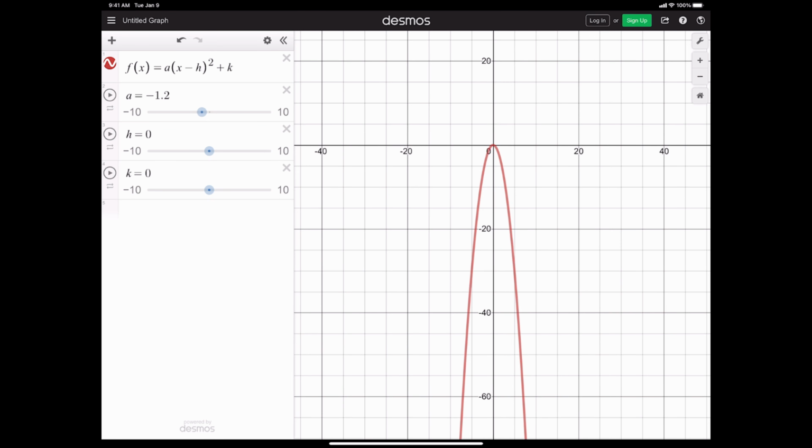So, I hope this visual helps you rapidly see how our A value changes this, okay? Think of it this way. If you have a negative A, it's reflected. It's going to go down now. If you have a positive A, it stays up. If your A is between 0 and 1, or between negative 1 and 0 technically, right, you have compression. And let's simplify that, right? If you take the absolute value of it and it's 1 or above, you have stretch, okay? If it's between 0 and 1, you have compression.